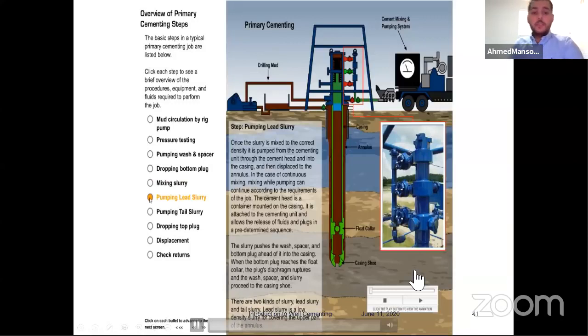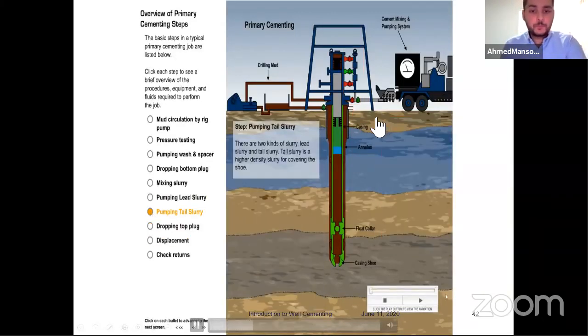So pumping the lead slurry. As I mentioned, we have two types of cement, lead and tail. The lead has a lower density compared with the tail. Lead is going to cover the upper part of the well. The tail is going to cover the bottom part of the well. This is the lead. After we finish mixing the lead, we move on to the tail. We start mixing the tail. As you can see here, the tail slurry is a higher density slurry for covering the shoe. So this is the tail, this is the lead, and this is the spacer. And after that, we drop the top plug, which is this one. So we open up the valve for the top plug.